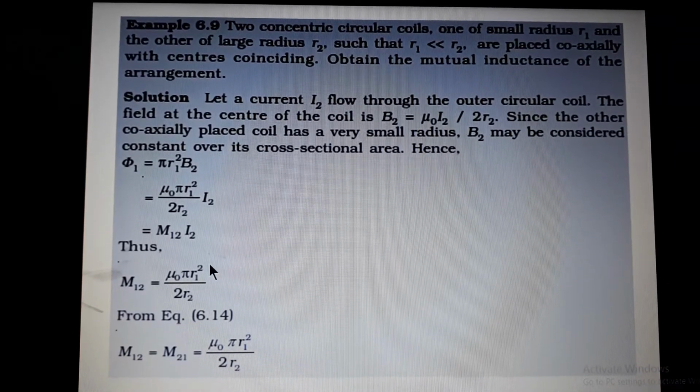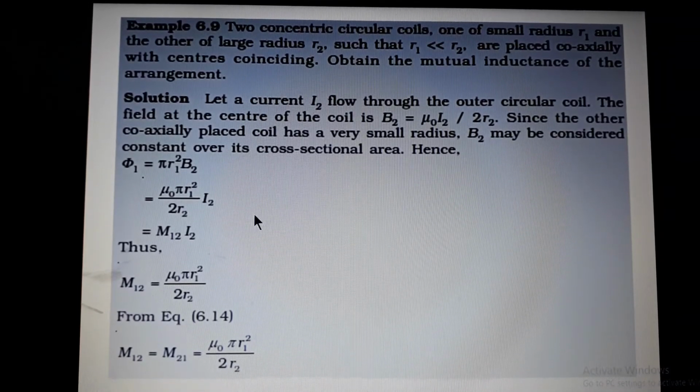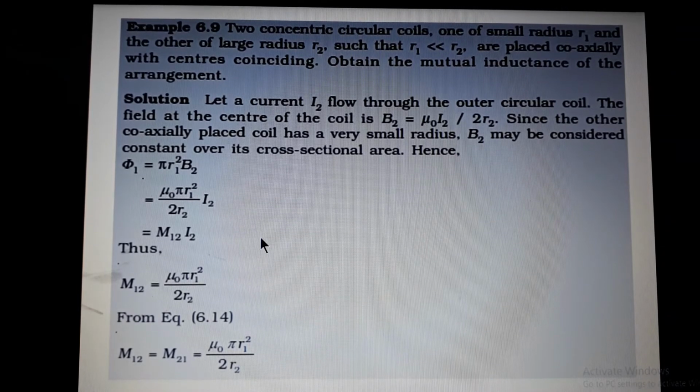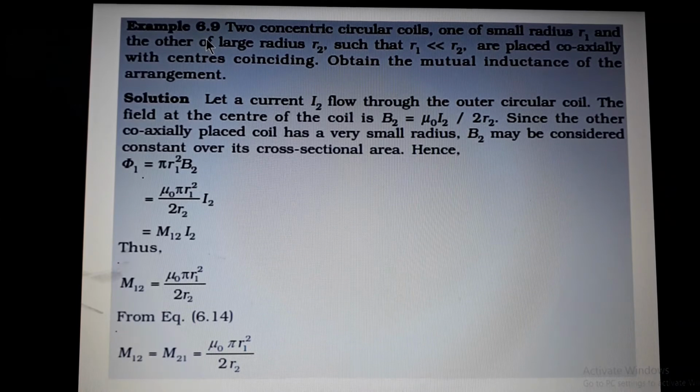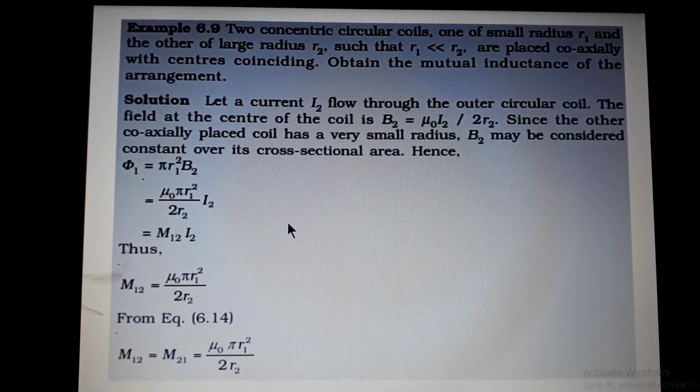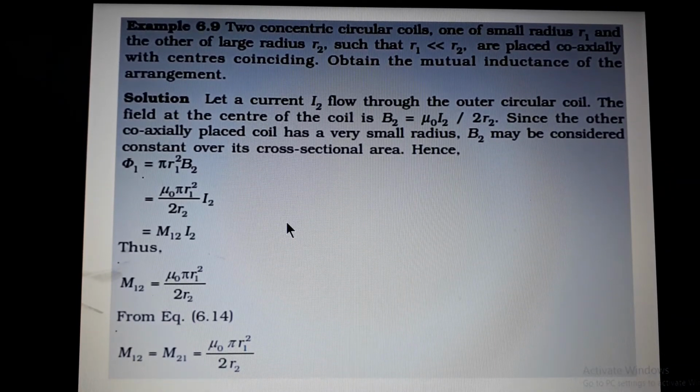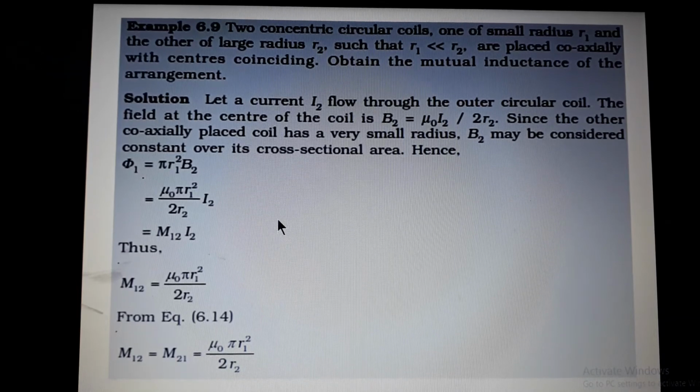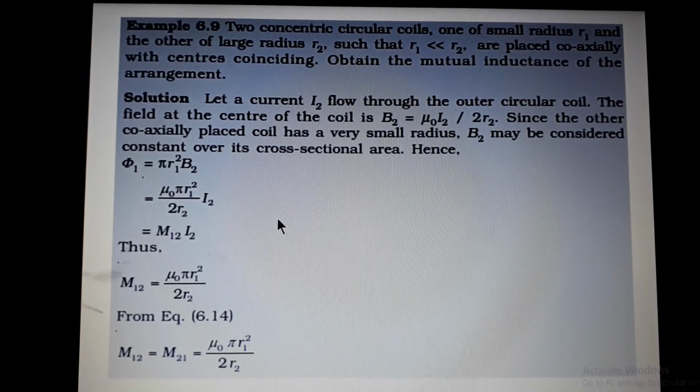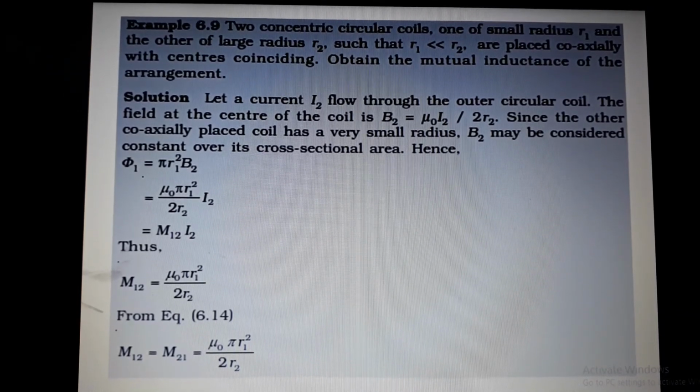Okay, fine. So this one is the example which is based on mutual inductance, and this example is taken from the textbook. This one is example 6.9 of the textbook. Fine. So I hope you get this mutual inductance and examples. Now in the next lecture I will explain the remaining topics of this chapter.